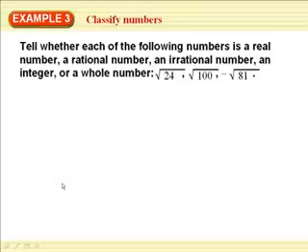Okay, example 3, classifying numbers. Tell if each of the numbers is a real number, a rational number, an irrational number, an integer, or a whole number. So, the square root of 24, in this case, all numbers are real numbers. So we say yes, every one of them are real. Okay, so then we go, what's the next one?